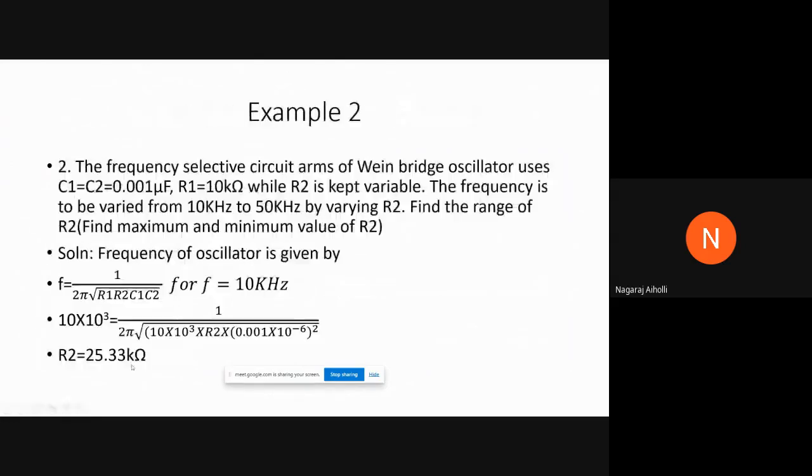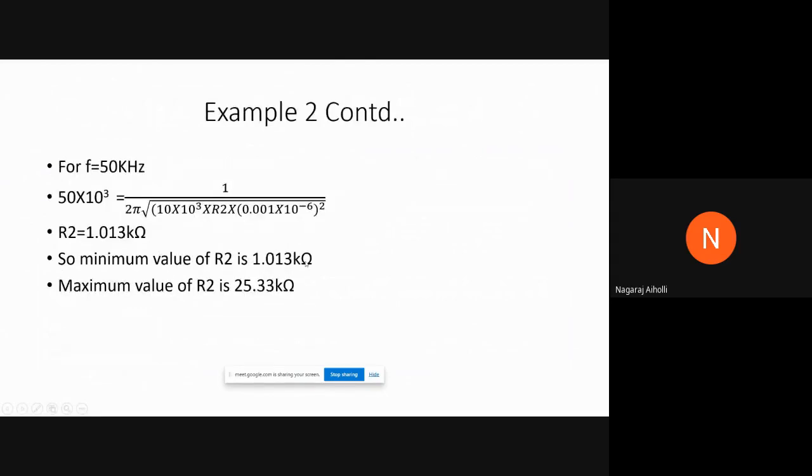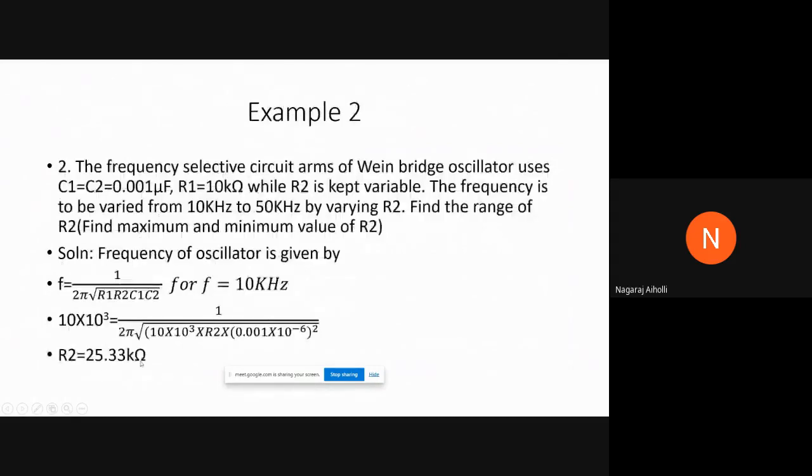Right? 25.33 kilo ohms is the maximum value of R2, and the minimum value of R2 is 1.013 kilo ohms. Hence we say that the range of R2 is between 1.013 kilo ohms to 25.33 kilo ohms. So we are supposed to solve this particular example in this way.